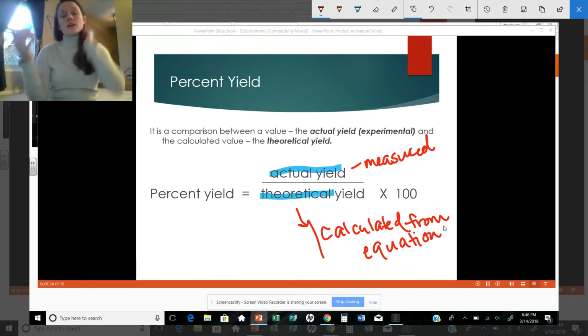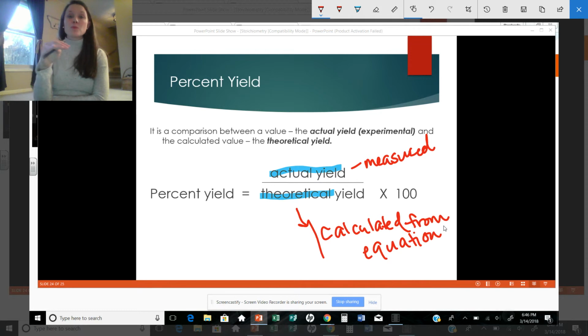Now, some of you may be wondering, how come there's a difference? Why don't you always get your theoretical yield when you run an experiment? Because you technically should, according to the law of conservation of mass. However, at times in the laboratory, some of the reactants can remain unreacted, or you can lose some of the product in the transfer from one container to another. For those two primary reasons, your actual yield, or your measured product, can be different from what you theoretically should get when you run the reaction.